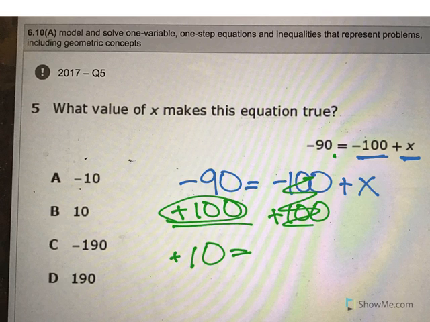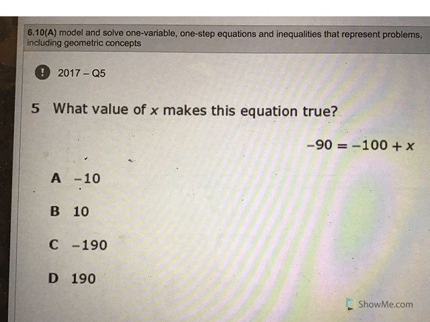And then what am I left with? The equal sign and the x. So x is positive 10. Okay, let's plug it back in to make sure we're right. 10 plus negative 100 is negative 90, so yay, we did it right.